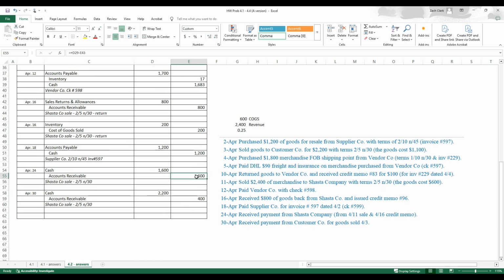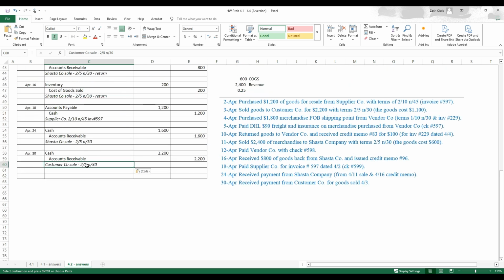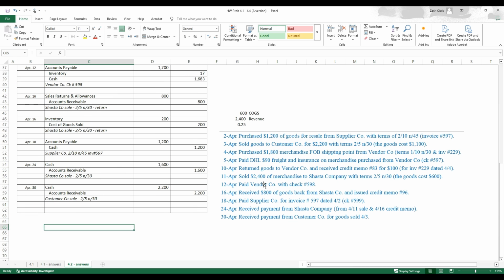This one, remember, we had to take into account that there was a return. But on this one, it's just the full sale. And that was, where am I? That was this one, Customer Co. Sale, accounts receivable. Put in the explanation. And that is the end of all of our transactions. So hopefully that was a little easier than maybe going through it the first time. And I got through that one definitely about half the time as the first.